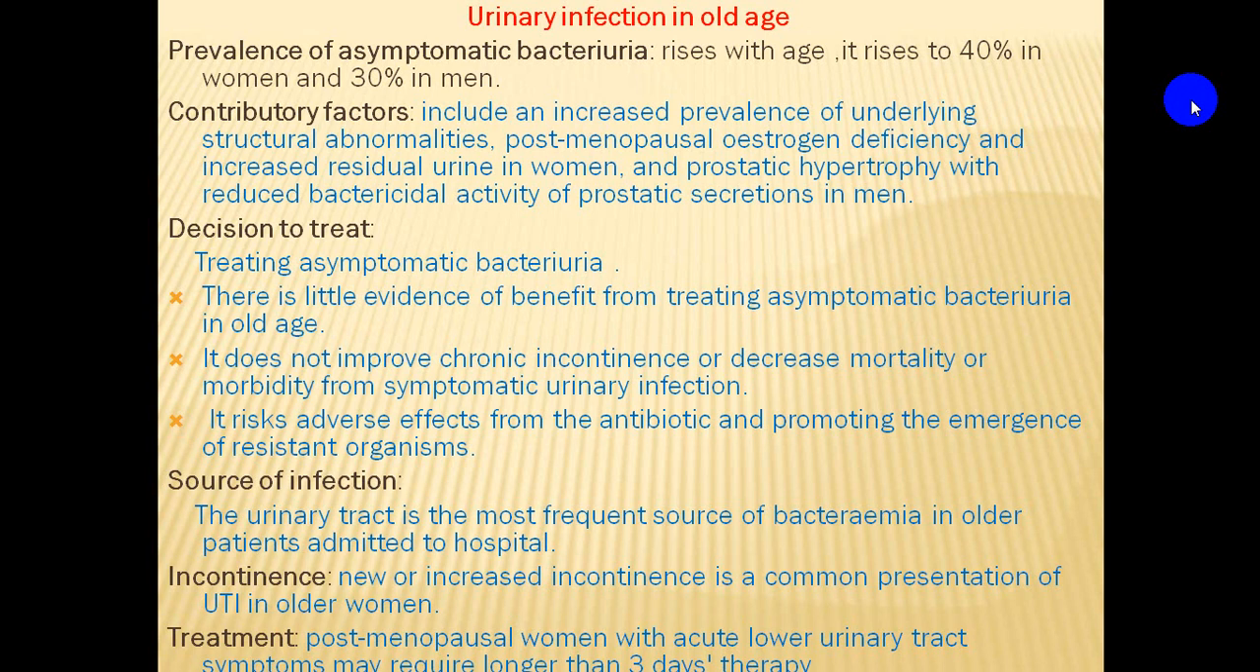The other point that is related to urinary tract infection in old age is that there are contributory factors for urinary tract infection among this age group. And these include an increased prevalence of underlying structural abnormalities, postmenopausal estrogen deficiency, and an increased residual urine in women as a contributory factor for urinary tract infection. And with increasing age, we have prostatic hypertrophy with reduced bactericidal activity of prostatic secretion among old men.